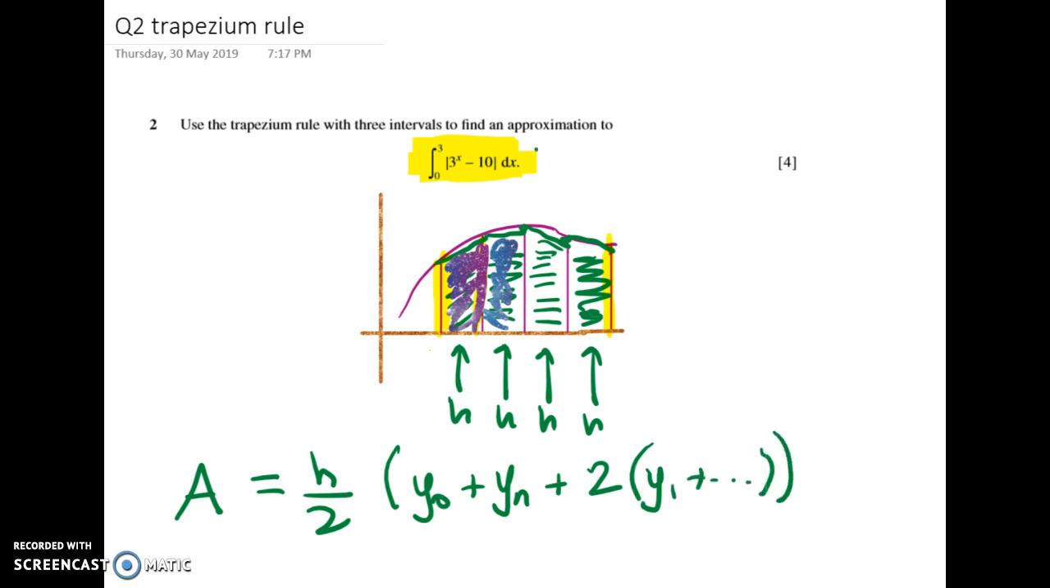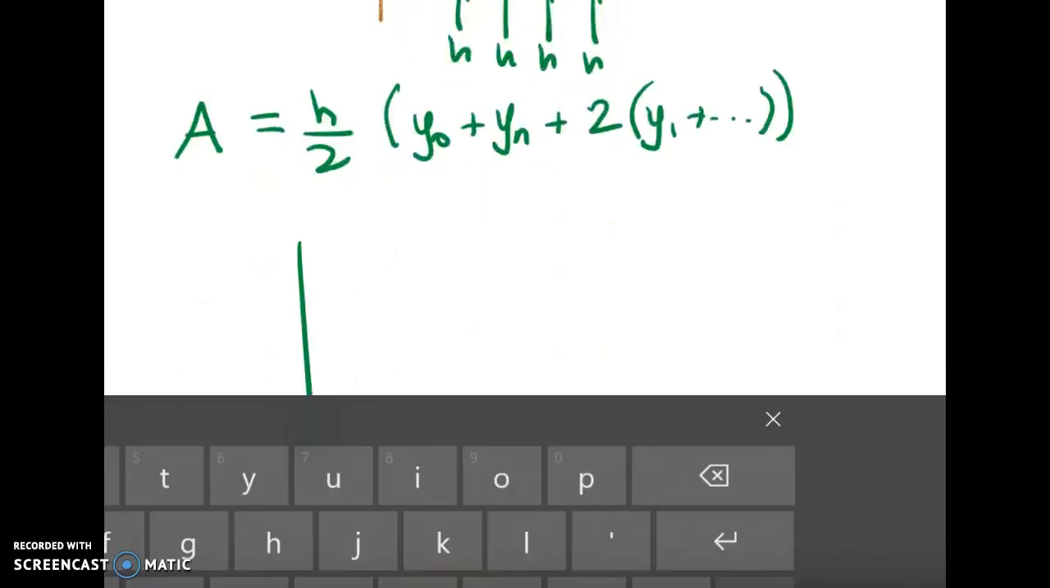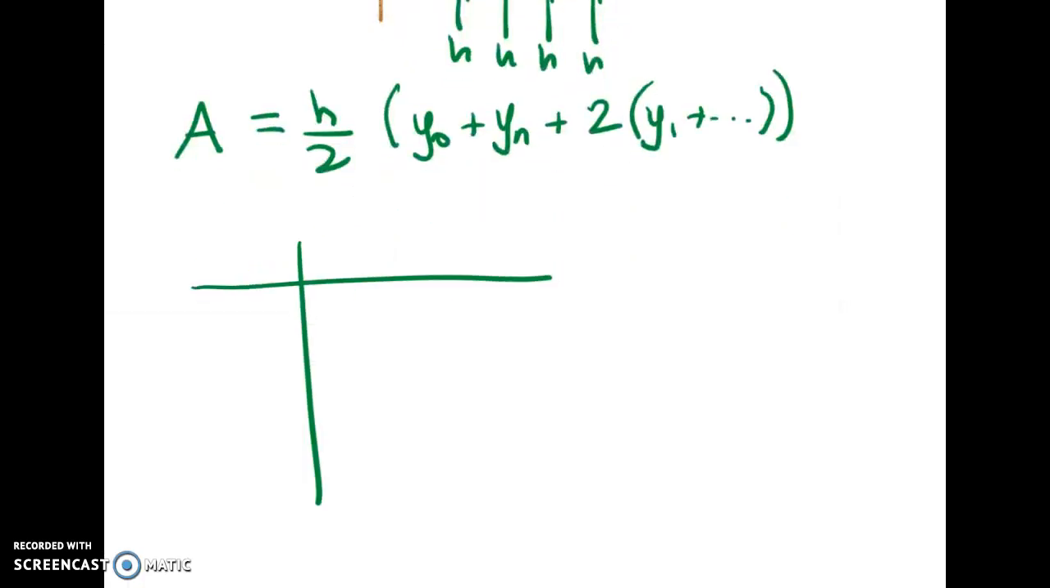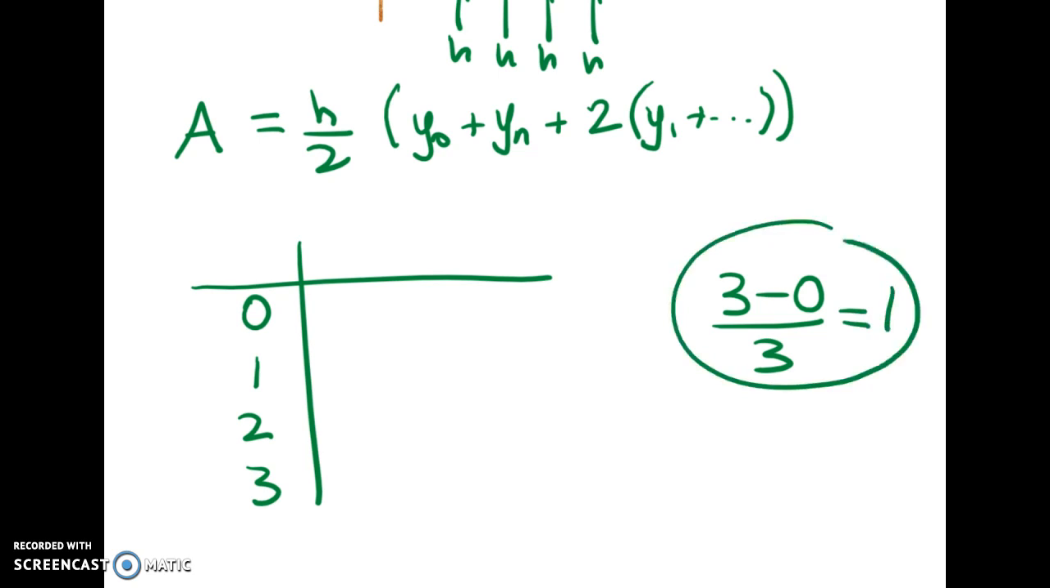So what do we have to do to figure out this one? Well, we always start by working out what our y coordinates are. So we're looking for the integral from 0 to 3, and we want to do 3 intervals. So we're going to make them of width 1 each, right? That's 3 minus 0, the total width, divided by the number of intervals we want. So that means they're 1 each. Don't need to write that down. That's pretty obvious in this case.